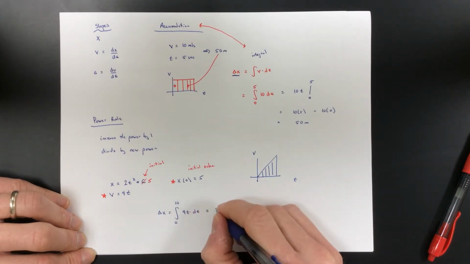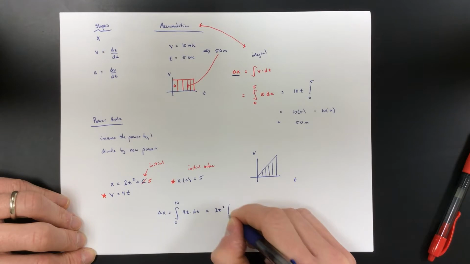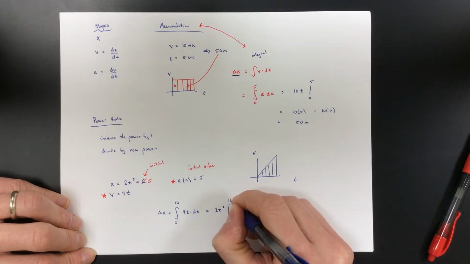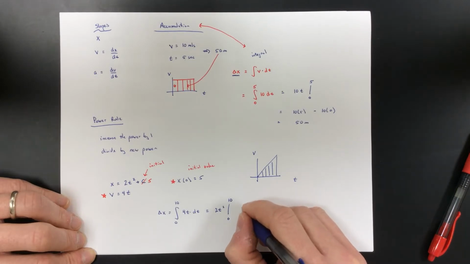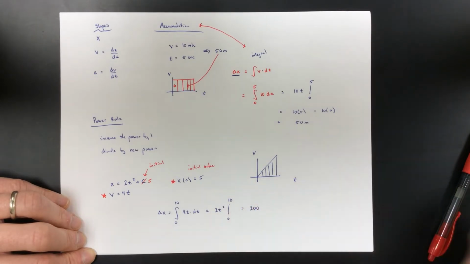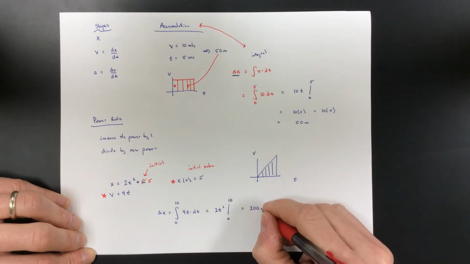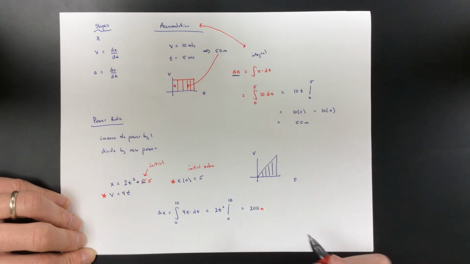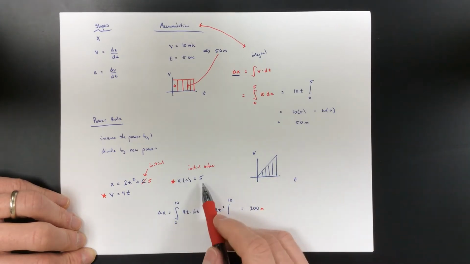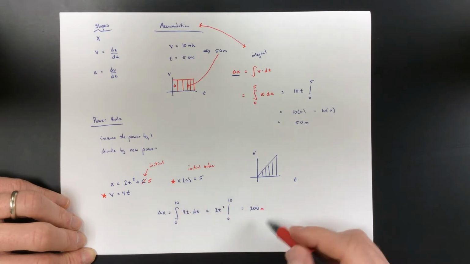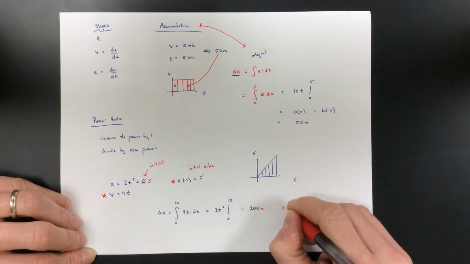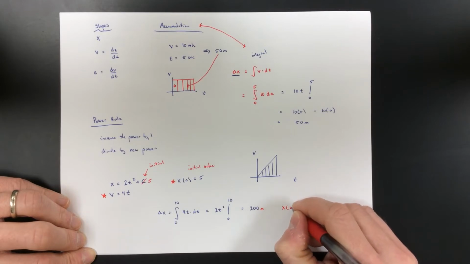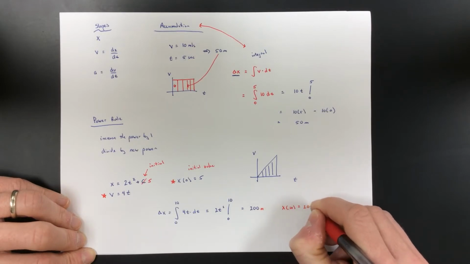The integral of 4t is 2t squared, and then evaluate it from 0 to 10. Again, plugging in 10 gives me 200, plugging in 0 gives me nothing, and that gives 200 meters. And that's my delta x. If I want to know where I'm actually located, well, then I'm at 205, because I started at 5 and I went 200, now I'm at 205. So like x of 10 would be 205.